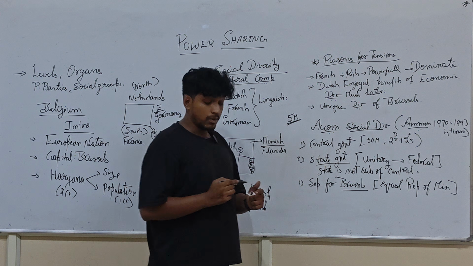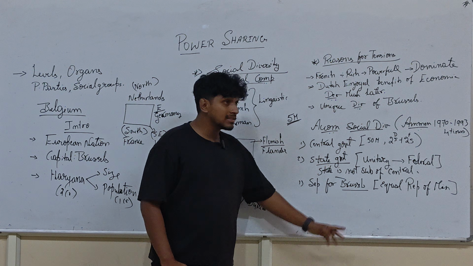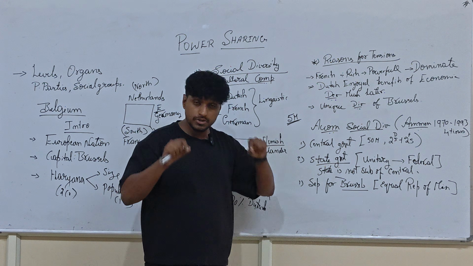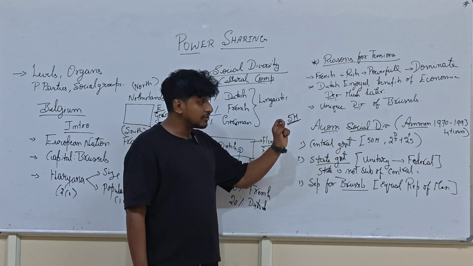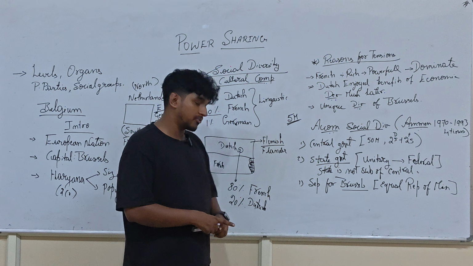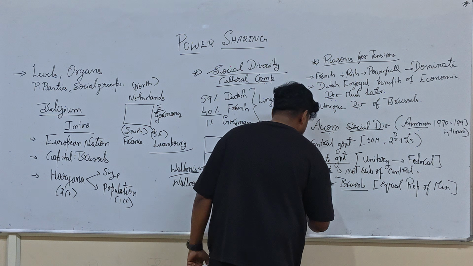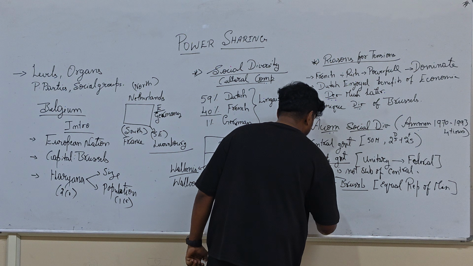Now what happened? There was a separate government created for Brussels as well. In Brussels also there will be equal numbers of French and Dutch ministers. And finally, we have the last form of government, that is community government.